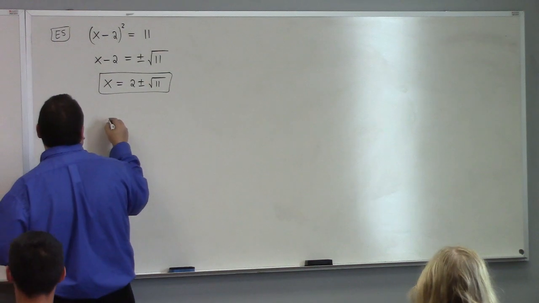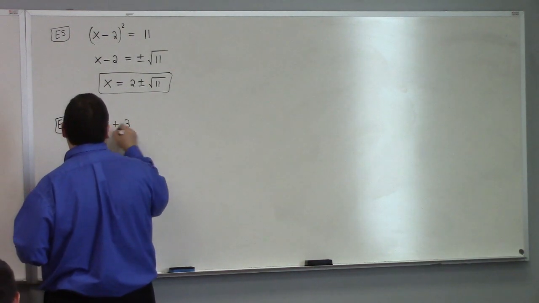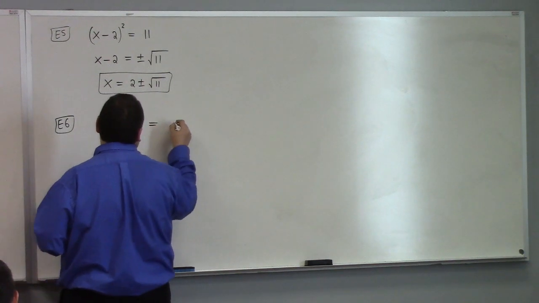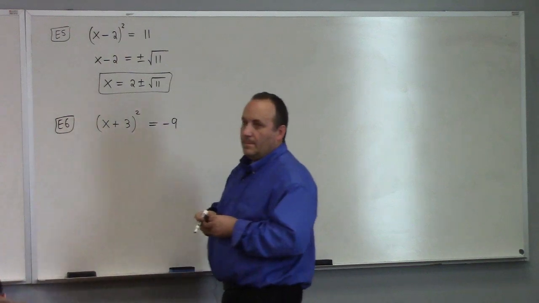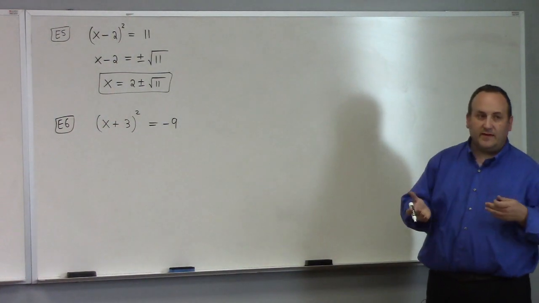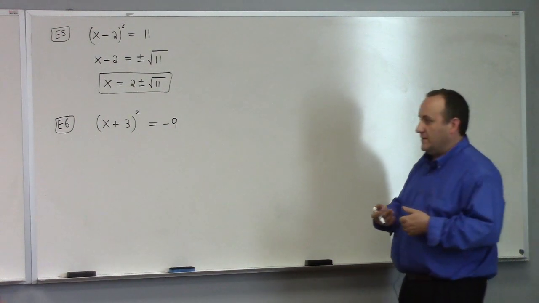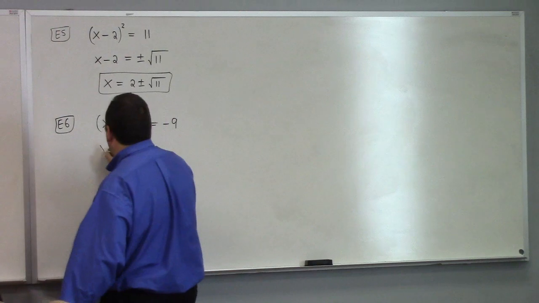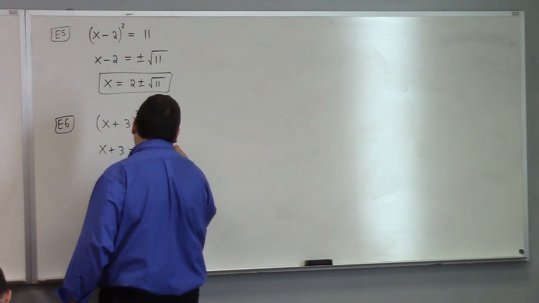So next up, what if we had, oh, I don't know, x plus 3 squared equals minus 9. All right. The square root property still holds true, even when you've got a negative number there. So we get x plus 3 is equal to plus or minus the square root of minus 9.